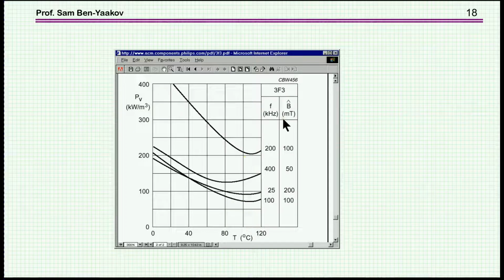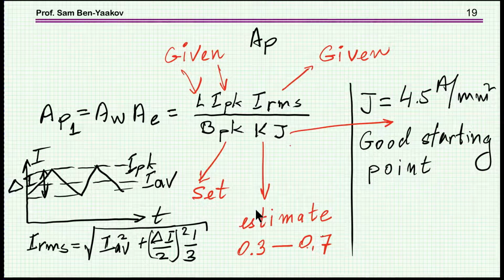What we see here is for 3F3, and the frequency makes a big difference, of course, for the same millitesla here and here. For 200 kilohertz we have higher losses, which is what we have seen from the other graph, or the Steinmetz approximation. So once we have AP, we can proceed.